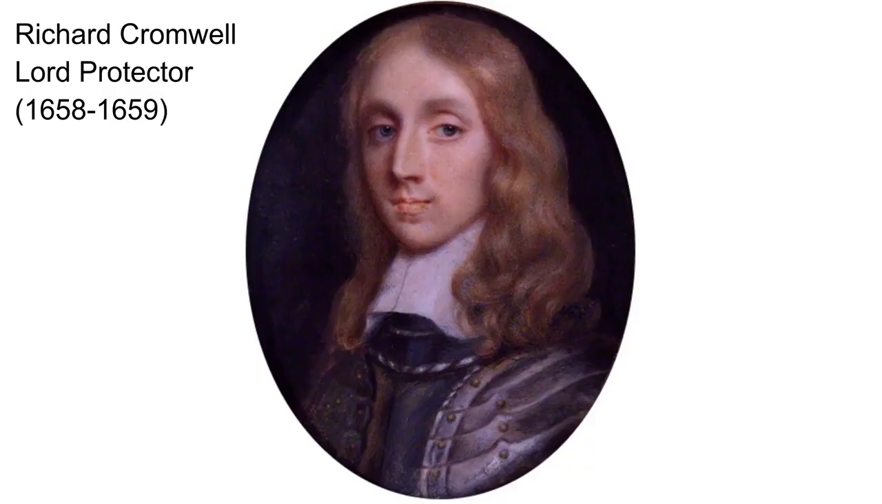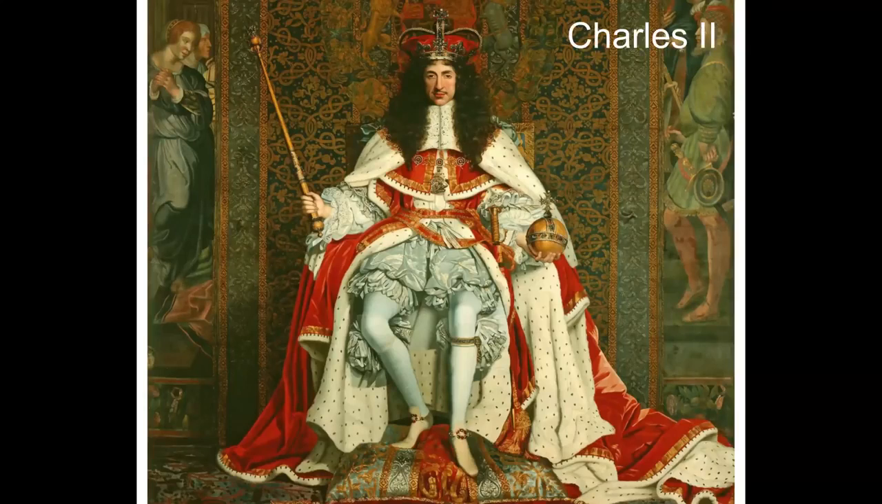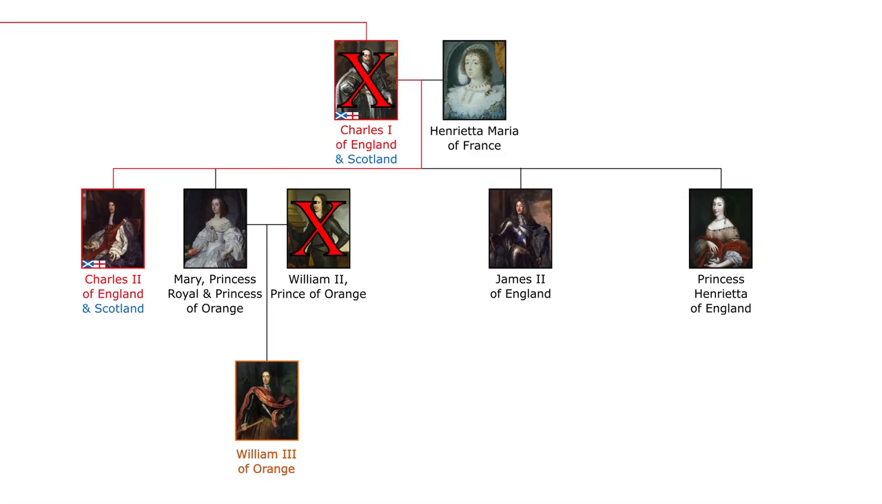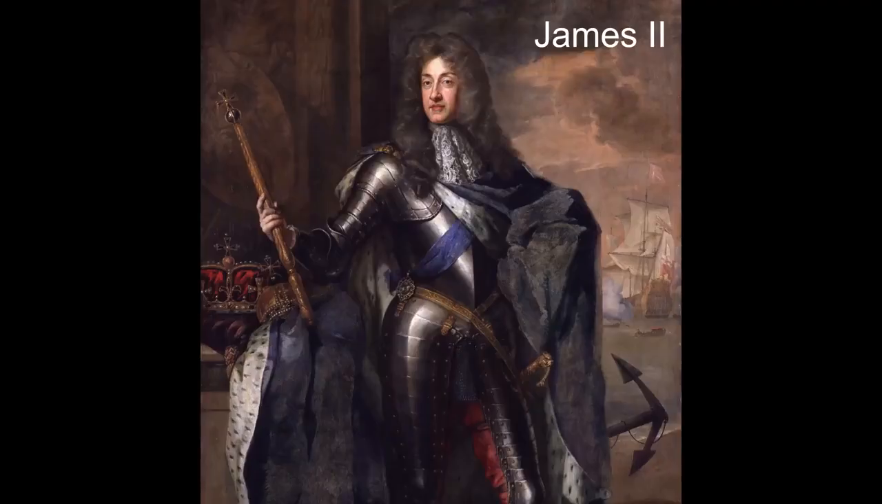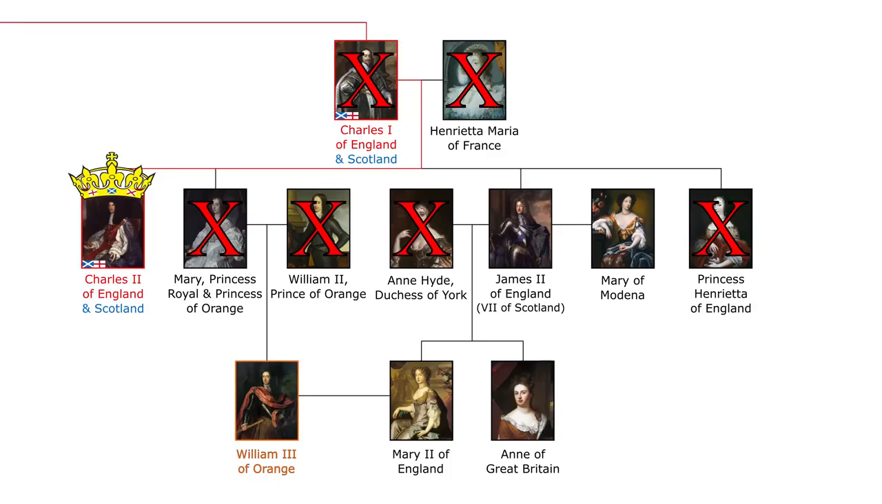His son Richard very briefly ruled afterwards, but the monarchy was restored in 1660 when Charles II became king, son of the executed Charles I. Charles II was Protestant, but his brother James II had converted to Catholicism during his time in France, so when Charles II died in 1685, Scotland, England and Ireland once again had a Catholic monarch.